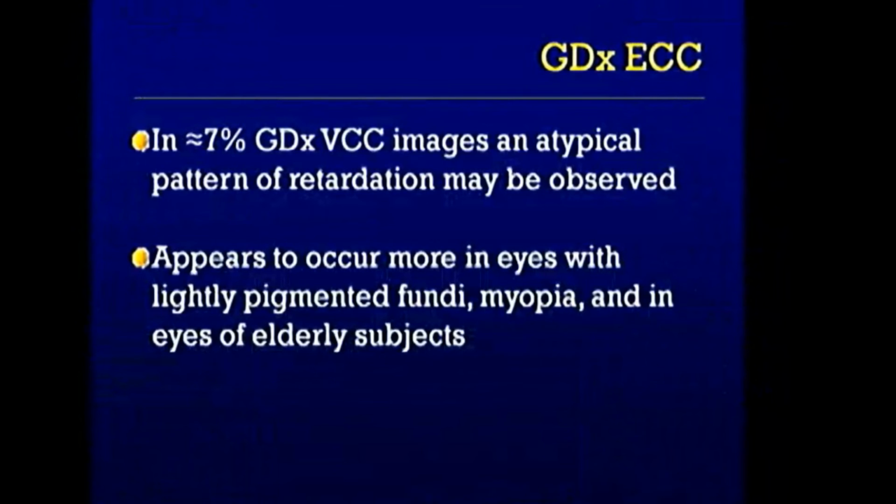Now the main problem with the GDX VCC was that if you had patients who had atypical corneal birefringence, then it performed badly. And the main reason people stopped using this device is that in a large proportion of patients it would come out abnormal, even in healthy eyes. And particularly in myopic eyes, lightly pigmented fundi, and elderly subjects, it seemed to perform badly.